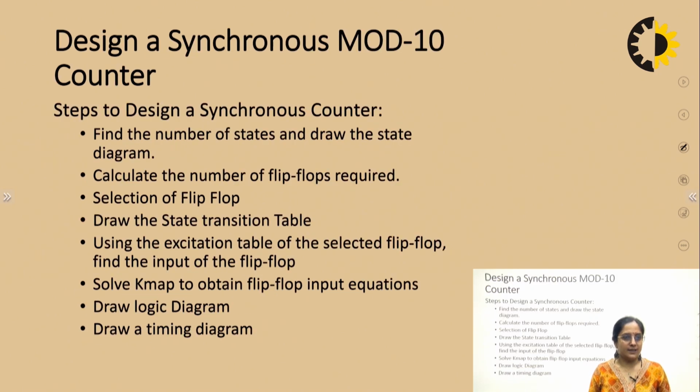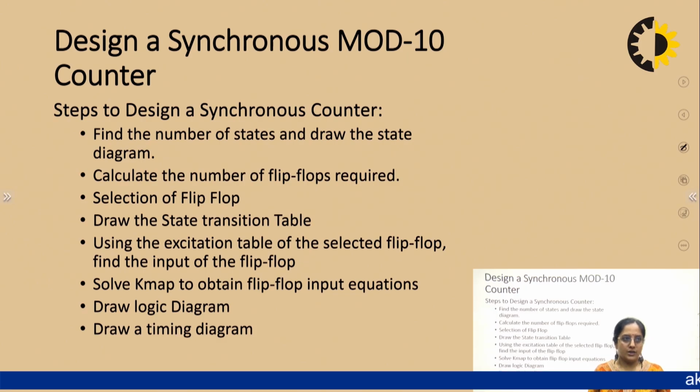The design steps for any synchronous counter, whether it is mod n, a 3-bit counter or an 8-bit synchronous counter, are as follows. First, we have to find the number of states and draw the state diagram. This is the first and foremost step. Then we have to calculate the number of flip-flops required. By using the maximum count, we will find the number of flip-flops required.